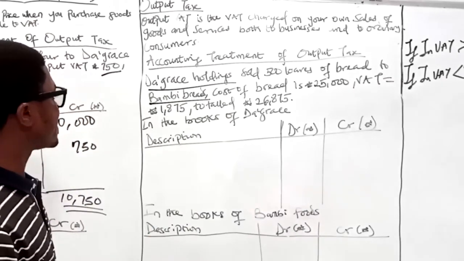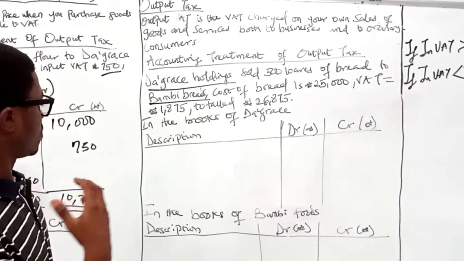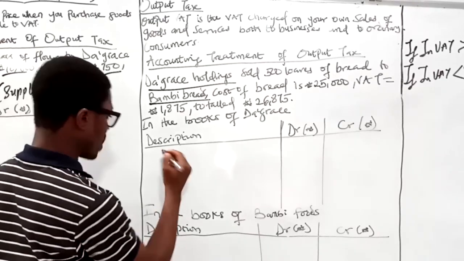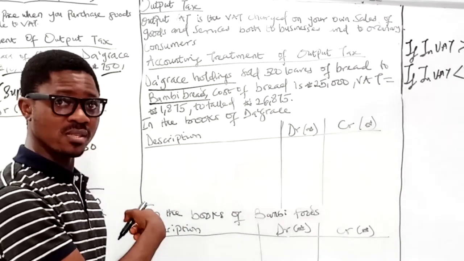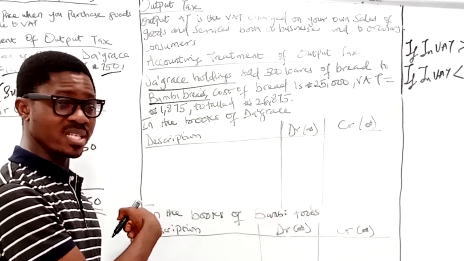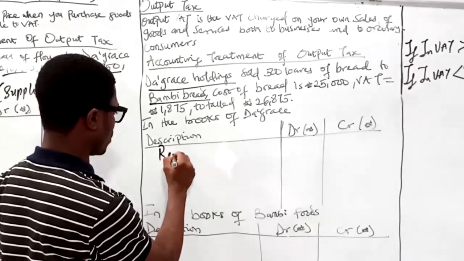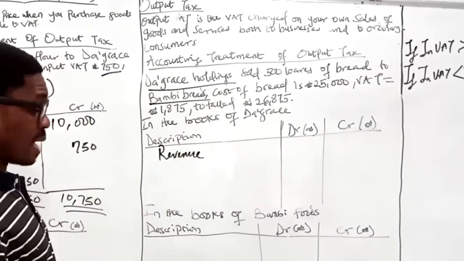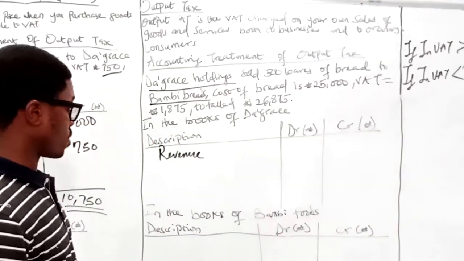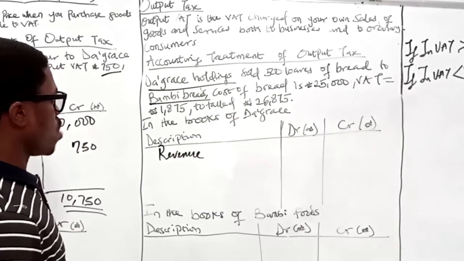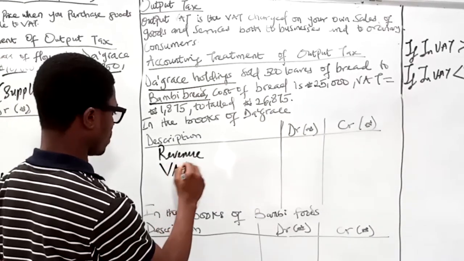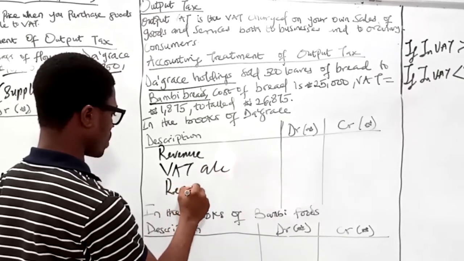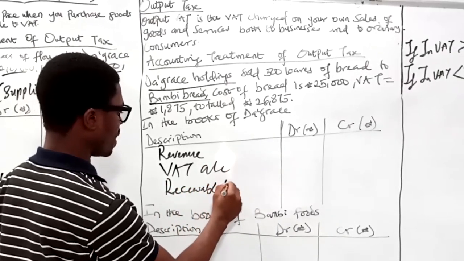So looking at this in the books of Grace Holdings, we have three kinds of account, just as we did when we were doing input VAT. We have the revenue account, because Grace Holdings is the supplier, and it is Grace Holdings that is earning the revenue. We also have the VAT account. We also have the receivable account, Bambi.